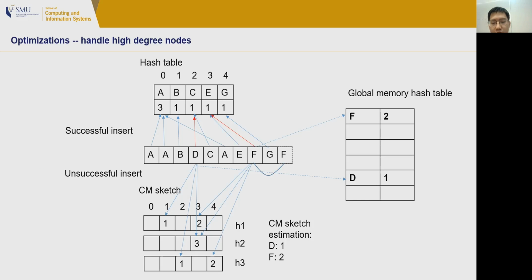Otherwise, we revisit the labels whose estimated count exceeds the maximum count in the shared memory from the global memory hash table. In the example, the most frequent label kept in the hash table is A with the count of 3, and the labels D and F that are estimated by the common sketch have a lower count compared to A. Thus, we can ensure that A is the most frequent label within the label list.